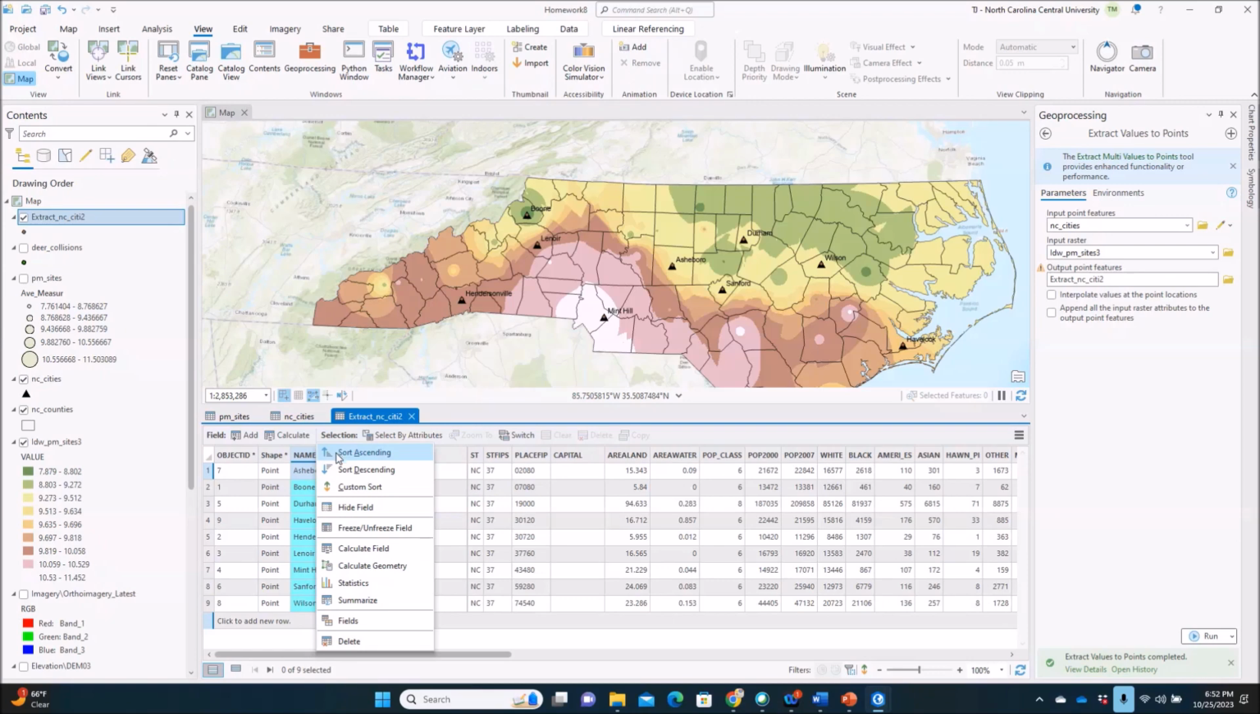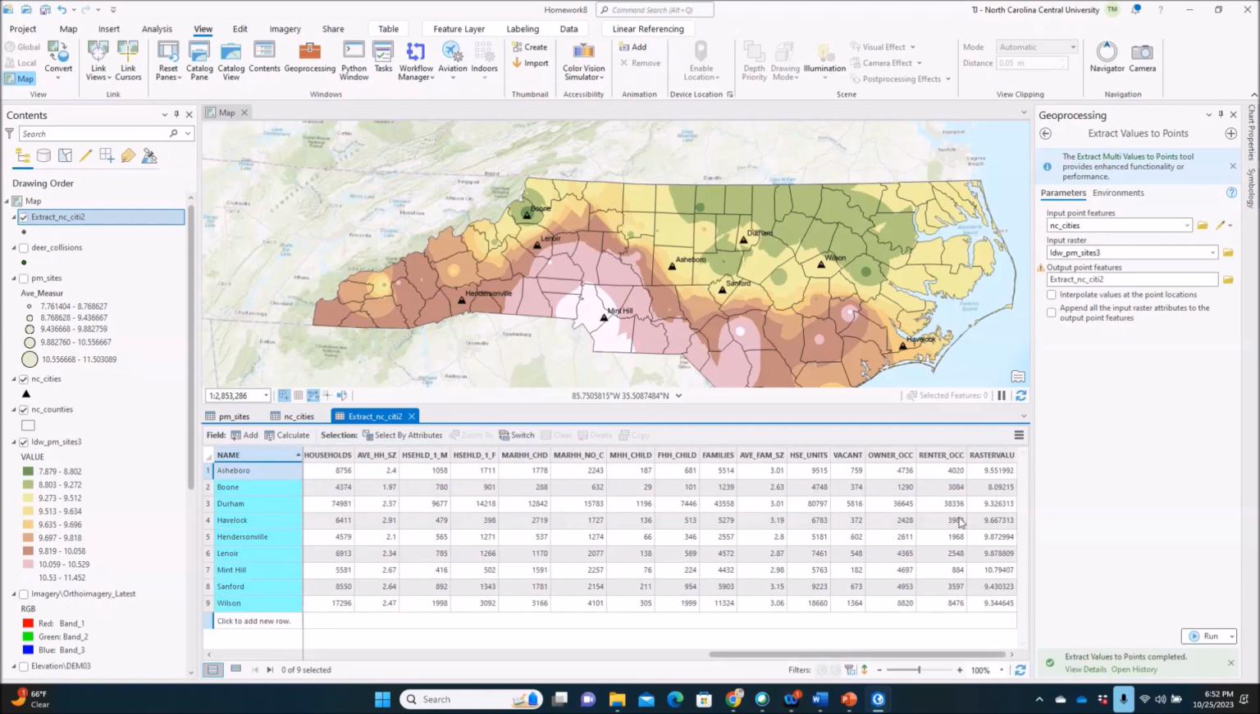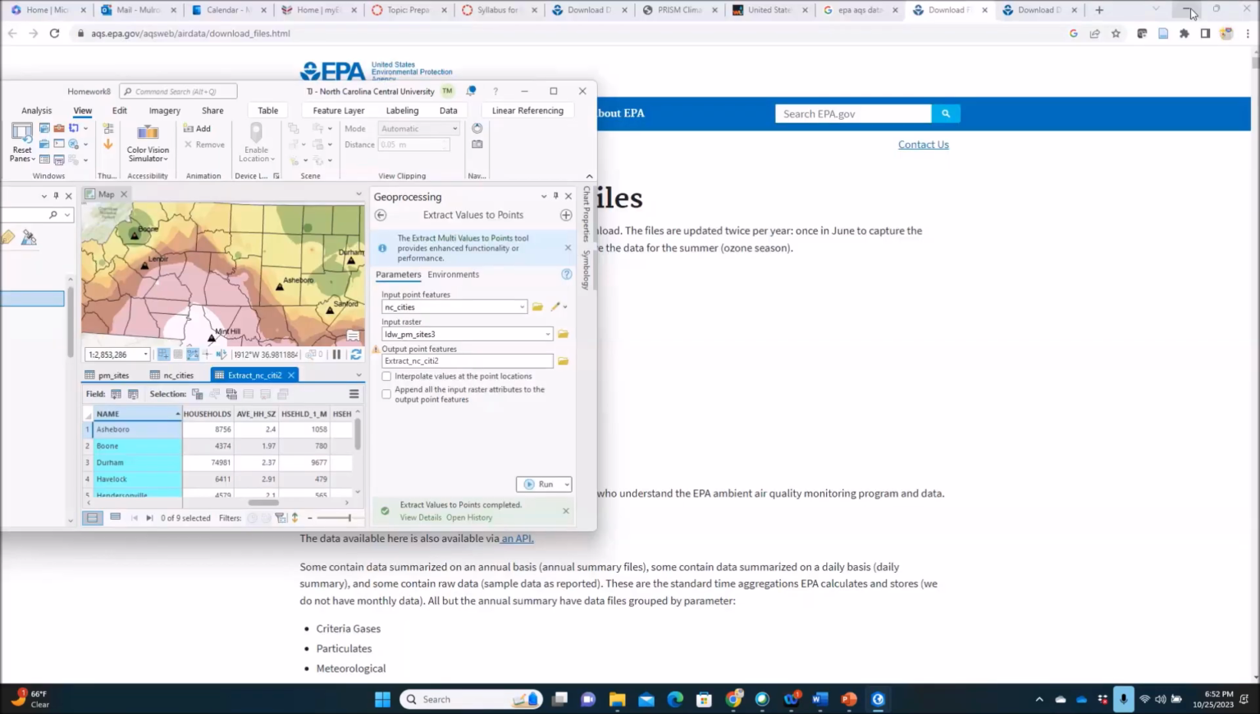So now when I sort ascending, freeze or unfreeze field right here. Look what I have here. This raster value in Asheboro is 9.55, 8.09, 9.32, 9.66. Can we plop those into a table? You bet I can.